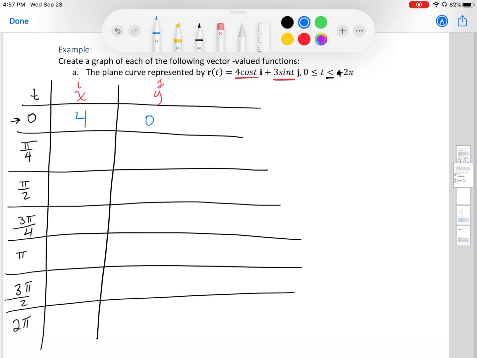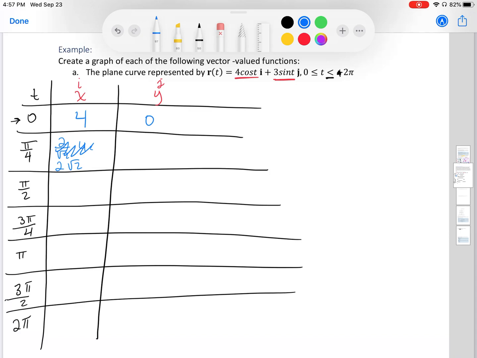Pi over 4. Cosine at pi over 4 is square root of 2 over 2. Now I multiply it by 4. I have it in simplified version. Your answer should be 2 square root of 2.